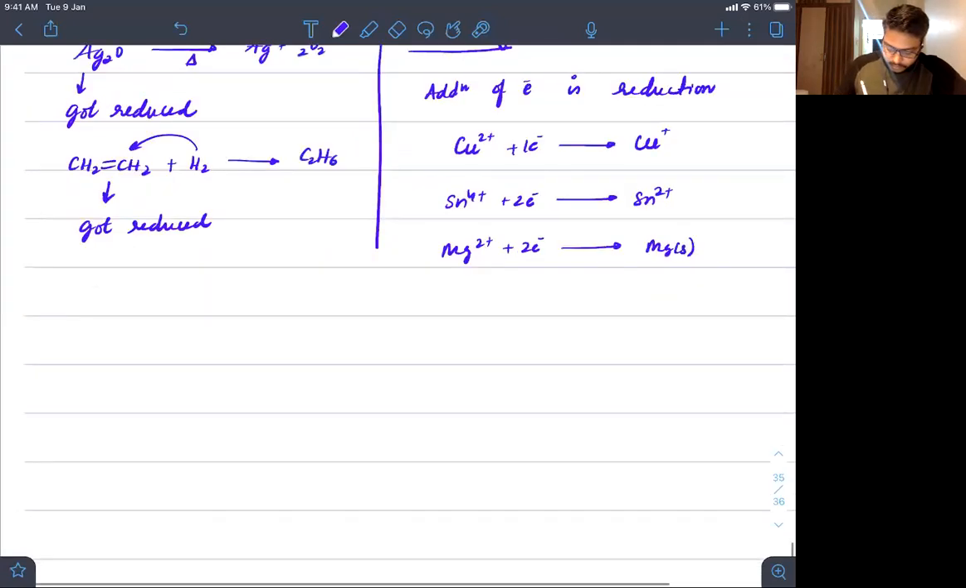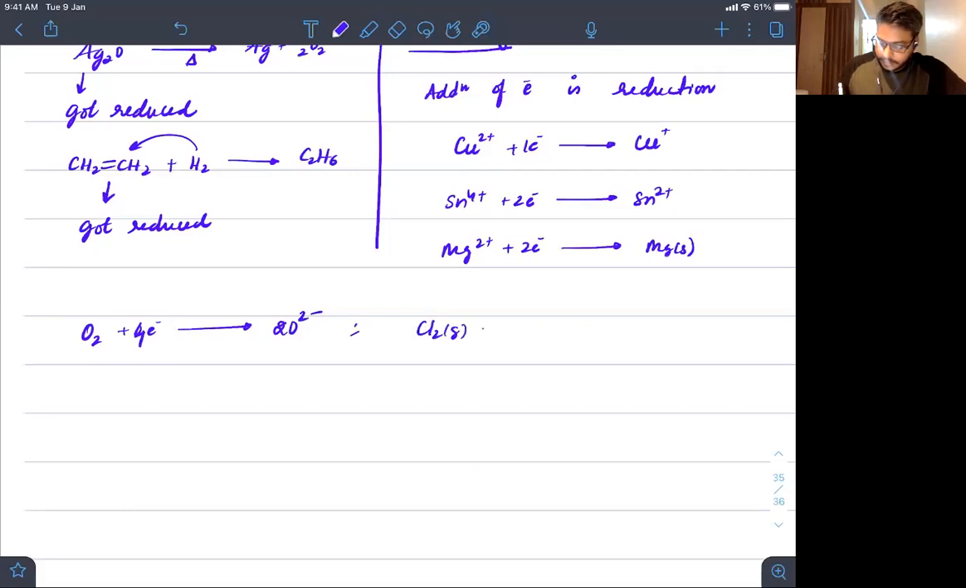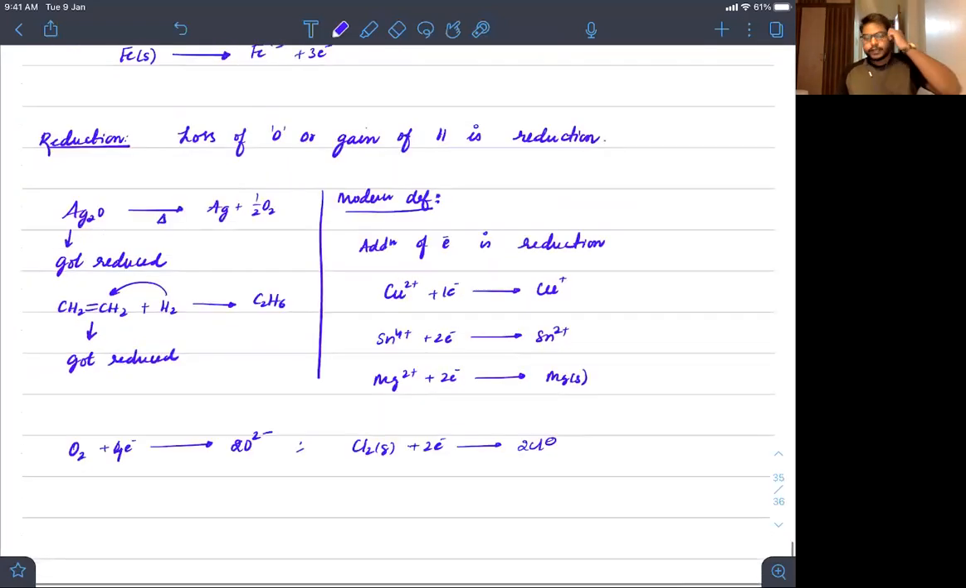Or O2 gas plus 4 electrons giving 2O2-. So this is also reduction. Cl2 gas taking 2 electrons becoming 2Cl-, that is also reduction. So these are all the cases where it is undergoing reduction.